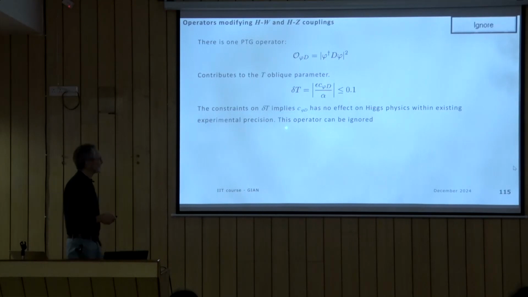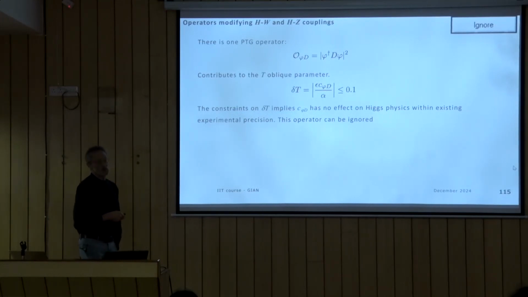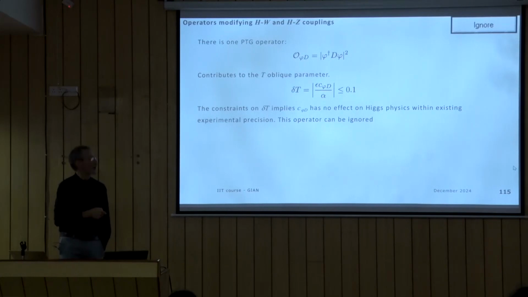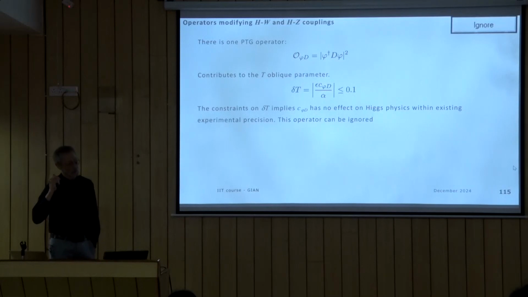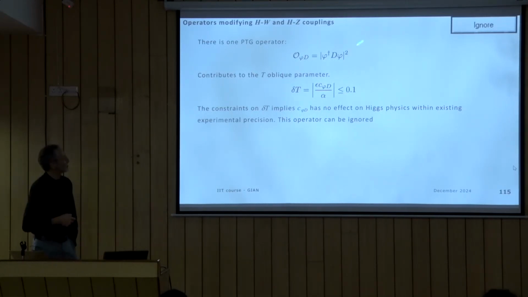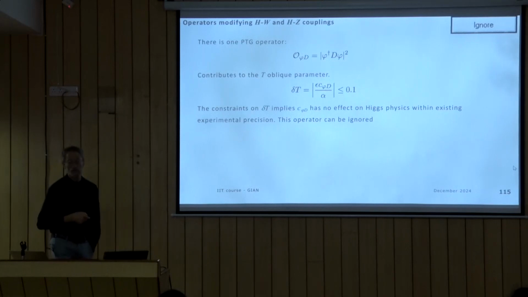And what happens then is that because of these constraints, the effects of this operator on the Higgs couplings to the Z and W are too constrained. What I mean is, they are required to be very small, too small to be distinguished from the noise given the precision of the LHC. So this operator can be ignored just because this constraint ensures that its effects are below the LHC sensitivity.